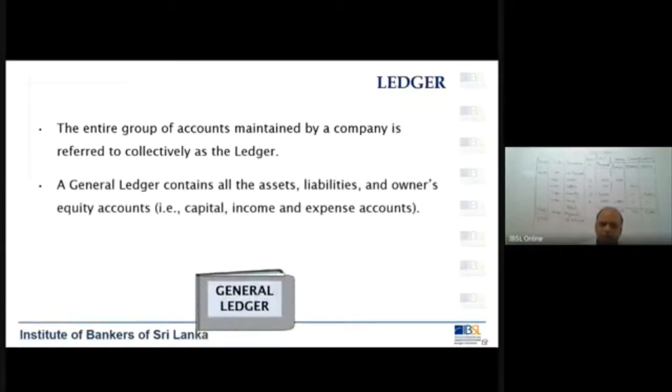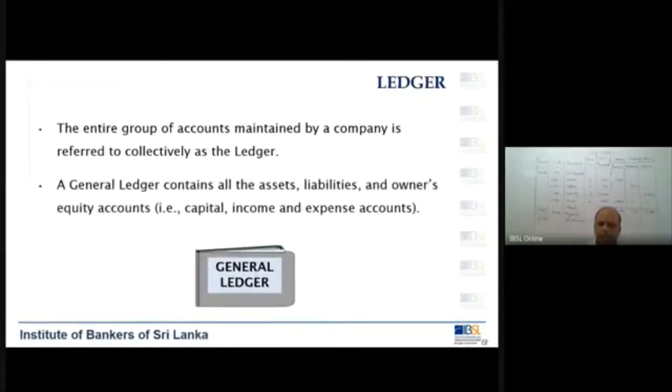So a general ledger in every company will contain all the assets, liabilities, and the owner's equity. The owner's equity means you have the capital accounts, the income, and all expense accounts. Which means all the accounts relating to your accounting equation, which is assets equals liabilities plus equity, all the accounts coming under this accounting equation are maintained in your ledger.